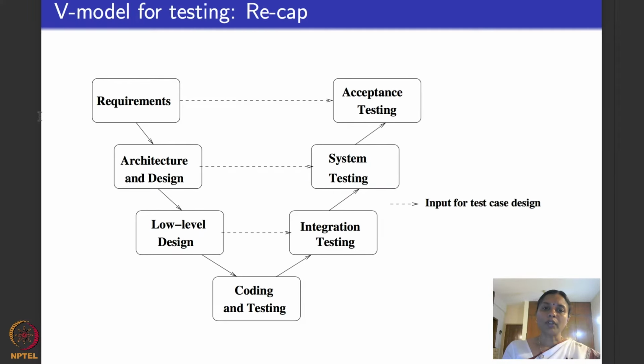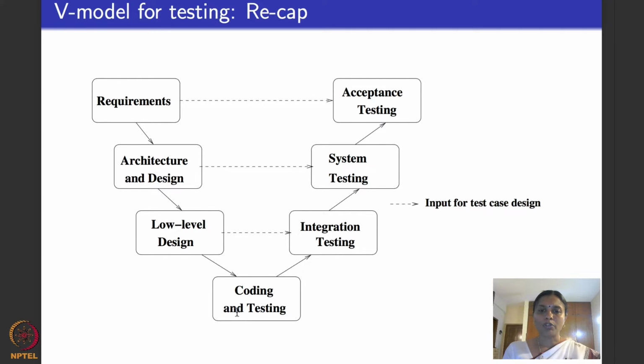So if you remember, I had shown you this V model long ago when we began in the first week of the course. On the left hand side of the V model is the normal software development life cycle. We do requirements, architecture and design, low level design, coding, and then we do testing. But when it comes to focused testing, we usually expand the V model into its right arm, which tells you what kind of testing is done.